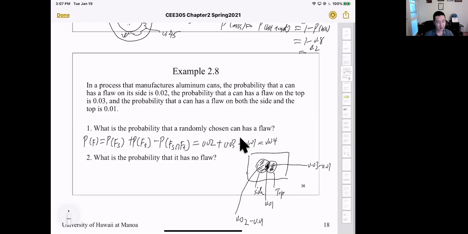Let's continue. What is the probability that it has no flaw? The probability of no flaw, F^C, the complement of having a flaw, is equal to 1 minus the probability it has a flaw, which we just calculated as 4%. So there is a 96% chance a can has no flaw.